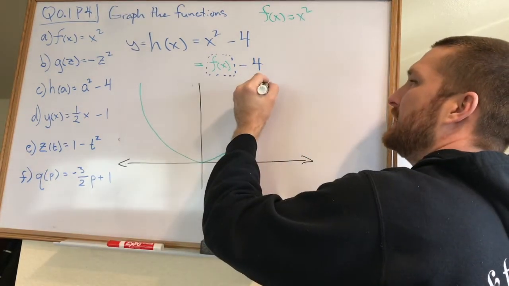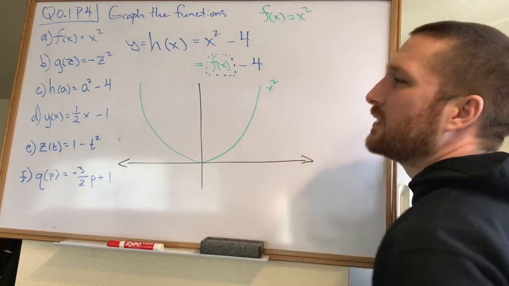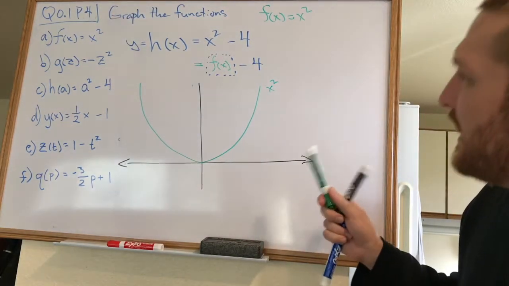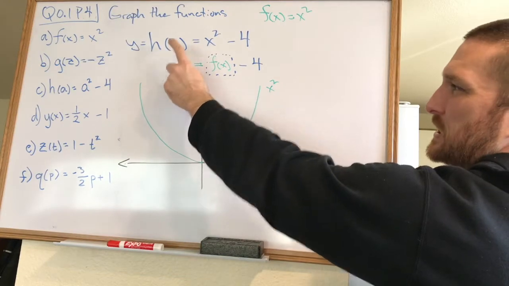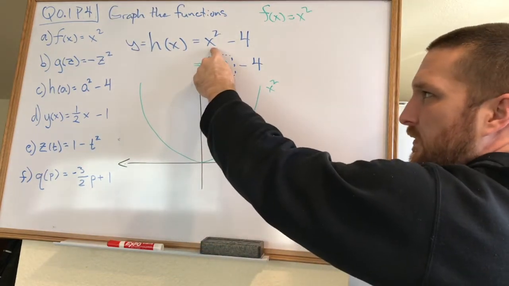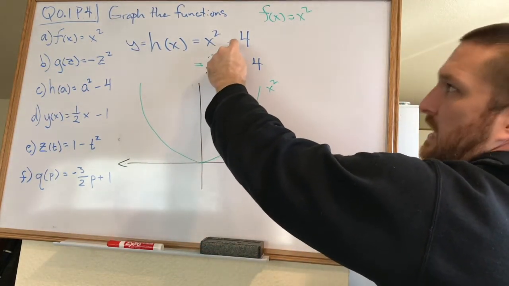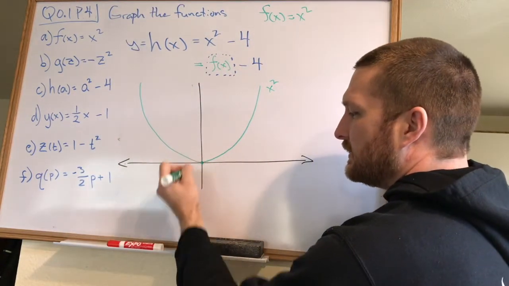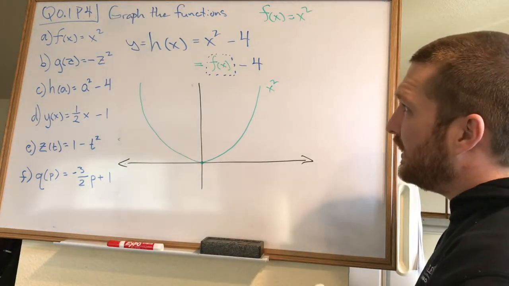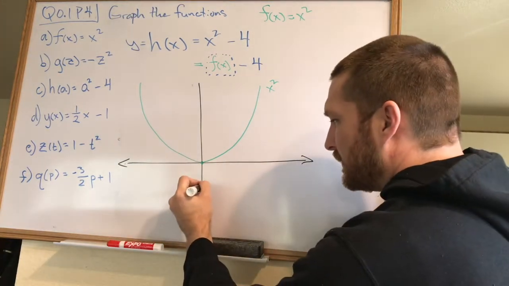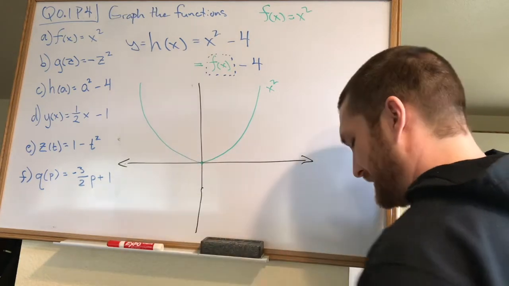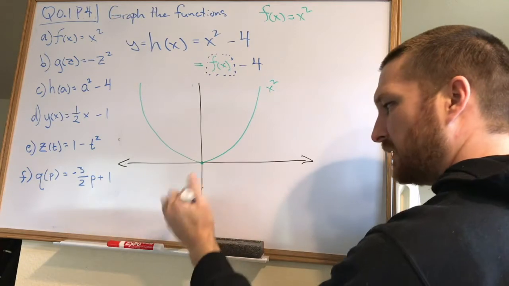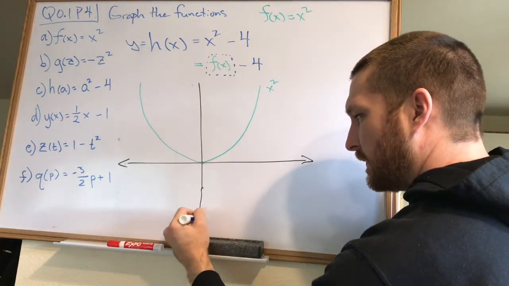So that guy is x squared. And yes, I'm using x's right now and not a's. So now what h says to do is take each of those values and then subtract 4. Right? So when I go through here at 0, 0, what h says to do is take that value and bring it down 4 units. So we're taking this value, shifting them down 4 units, and it goes through here.